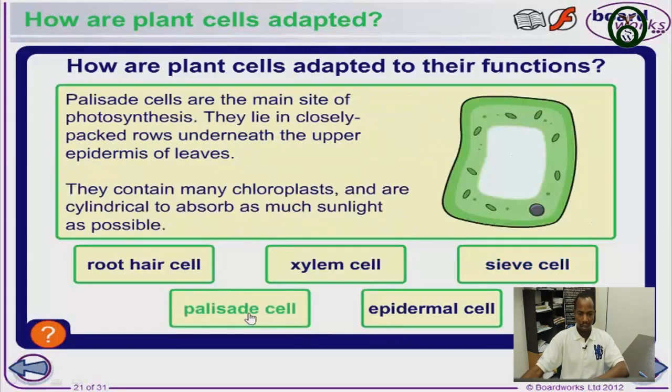What of the palisade cells? The palisade cells are the main site of photosynthesis. This is where photosynthesis takes place. They lie in closely packed rods underneath the upper part of the epidermis of the leaves.